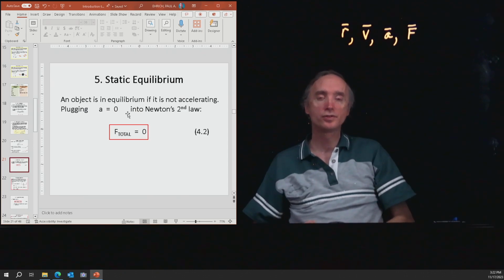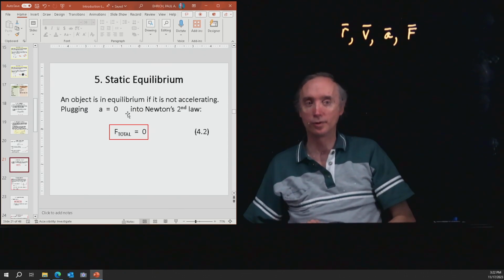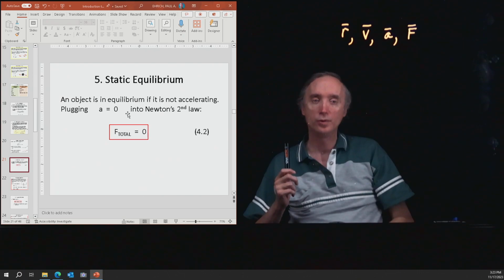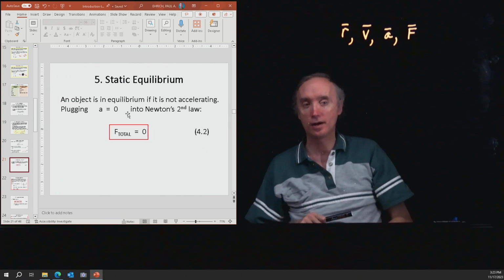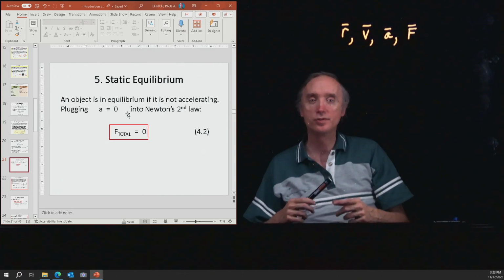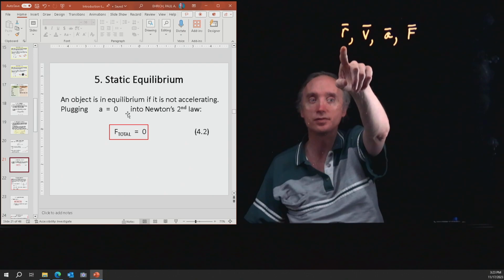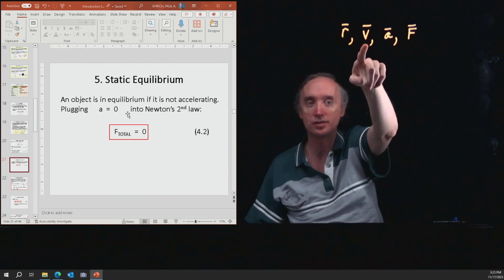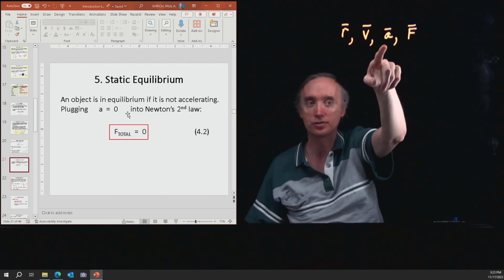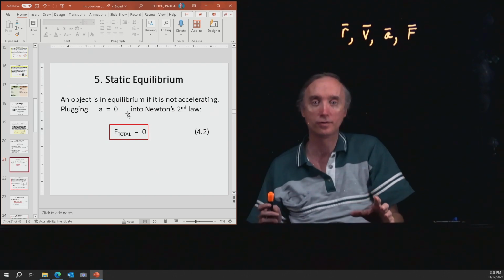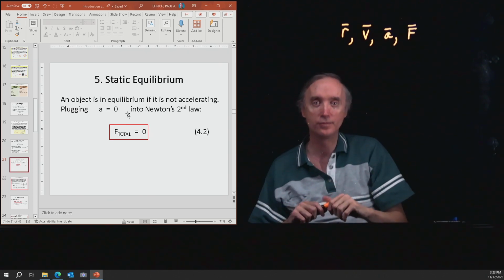We're back, and now we want to talk about static equilibrium. But before I do that, we were talking about how to add arrows together, and I was adding forces together. But remember that you could also add distances, velocities, and accelerations. So any kind of vector, we would add together using the same technique. All right, now back to what we were talking about.